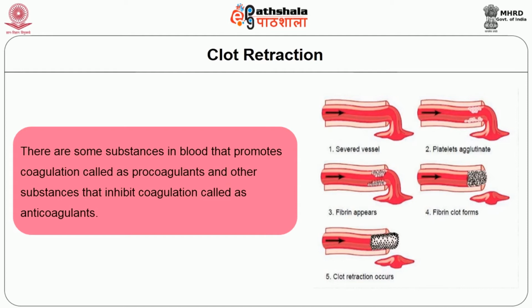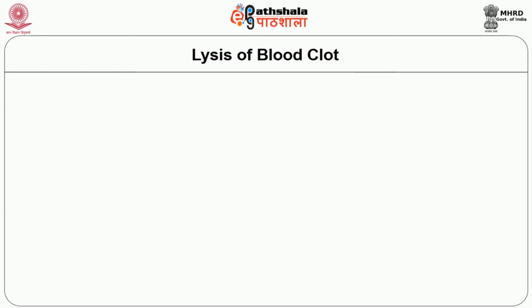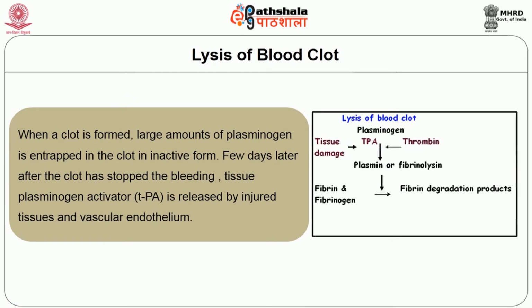Next what happens is, this clot cannot stay there for a longer time. So, it has to lyse. So, the mechanism is called lysis of blood clot. So, how does this occur? When the clot is formed, large amounts of plasminogen are entrapped in the clot in the inactive form. So, plasminogen is another substance which is present in the blood, and this is in the inactive form.